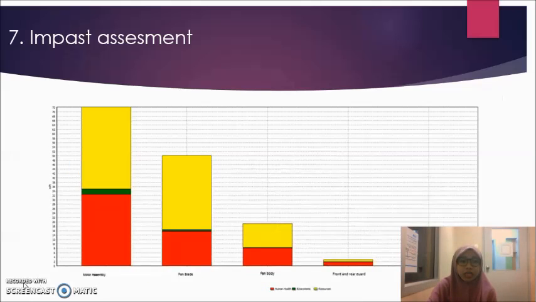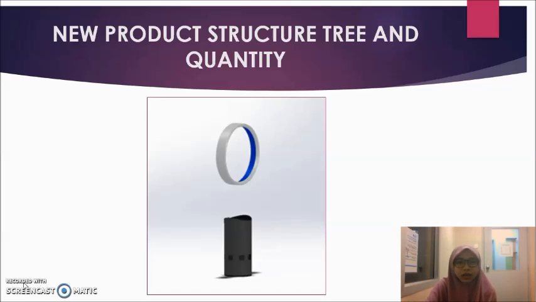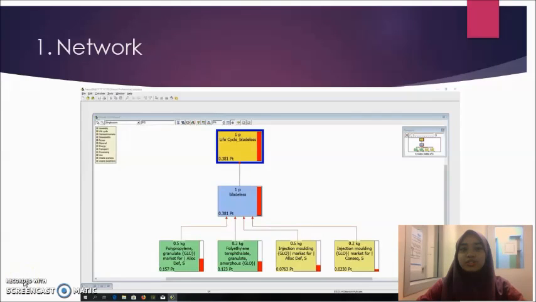The next is impulse assessment. The motor assembly contributes the higher factor, which is 75%. And then we proceed with Maisara for the new product. Thank you. We proceed with Ayuni. Okay, thank you, Mastura. Next, I will continue.